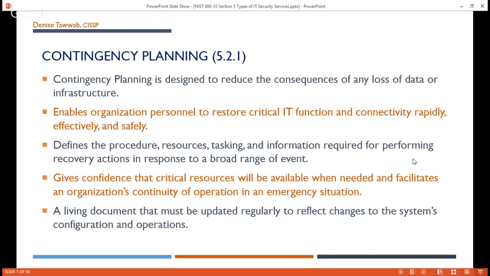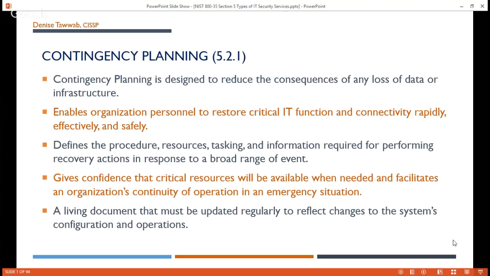What is that? Contingency planning is designed to reduce the consequences of any loss of data or infrastructure. So if you lose some data or your systems go down, you need a contingency plan to tell you what you're going to do. It enables organization personnel to restore critical IT function and connectivity rapidly, effectively, and safely. It defines the procedure, resources, tasking, and information required for performing recovery actions in response to any number of events.